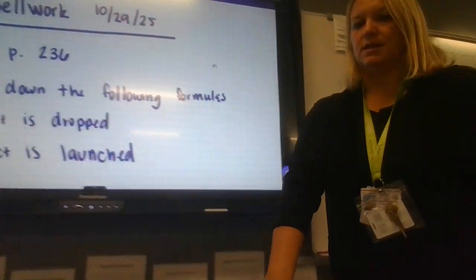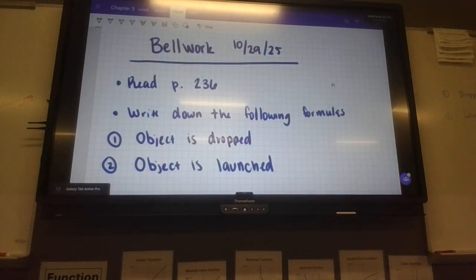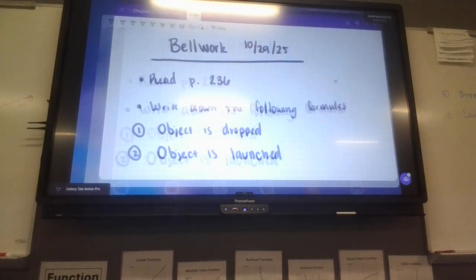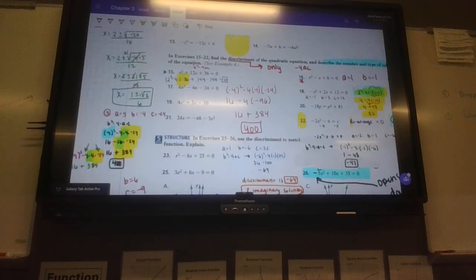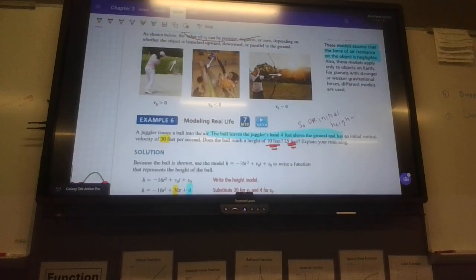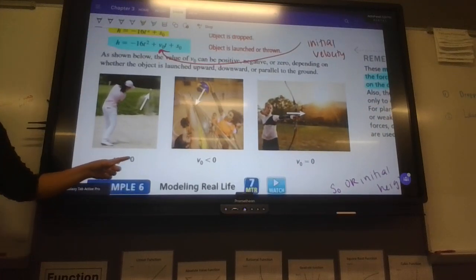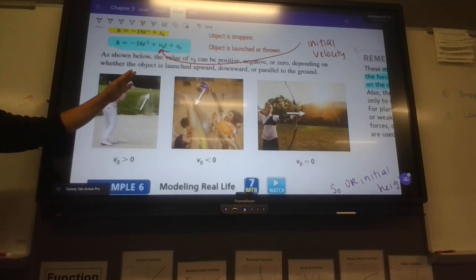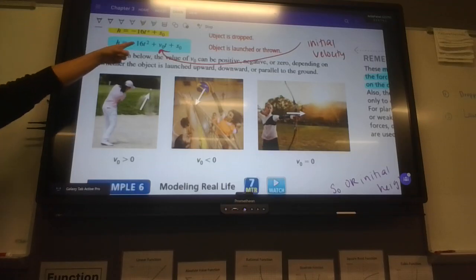So let's look at the volleyball example that Maddox noticed. I like those pictures there. You can launch something up or you can launch something down. Okay, so yeah, your velocity will be more than 0 if it's going up, like a golf ball gets hit up. That's going to be a positive number. That's working against gravity. And the gravity bit is the negative 16.